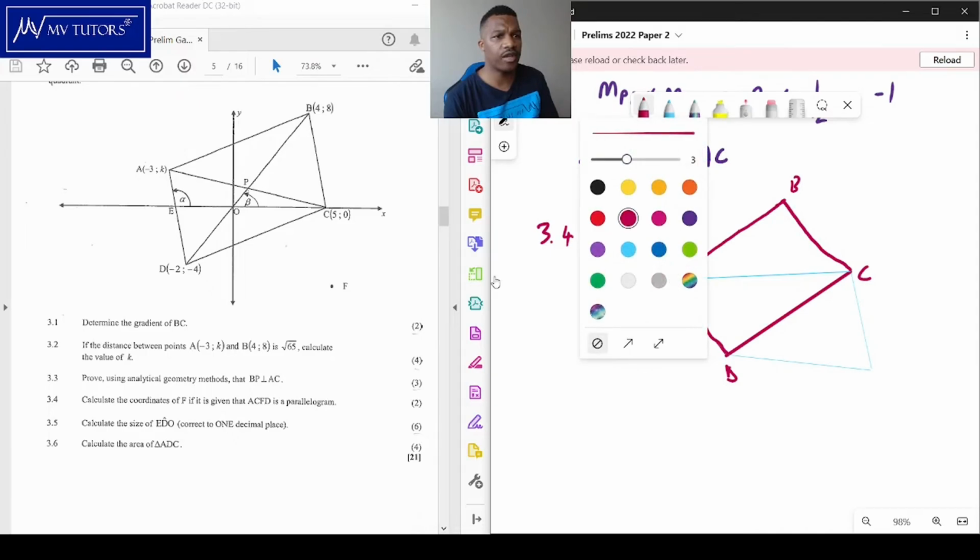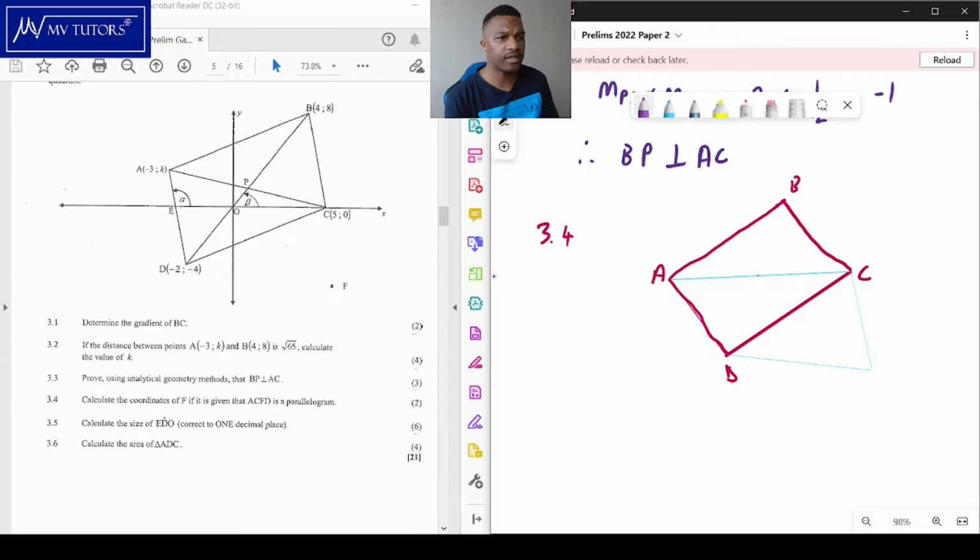Let me use a different color. Okay, so it's like this, AC, and then F. Yeah, well, my drawing doesn't look so good, it's a little bit long, but anyway, you get the point. F is gonna be there.